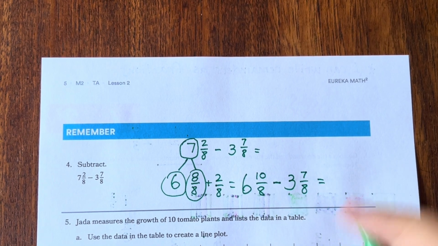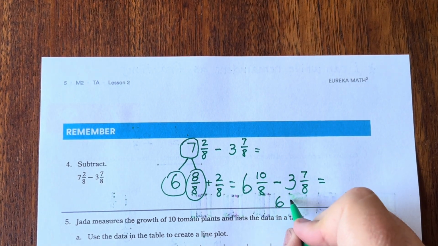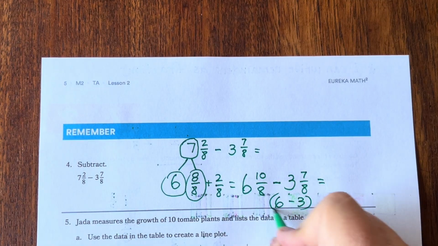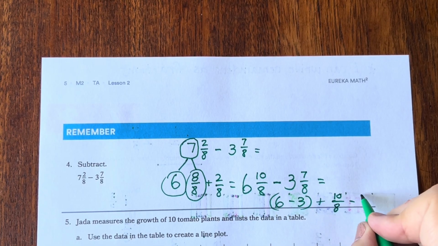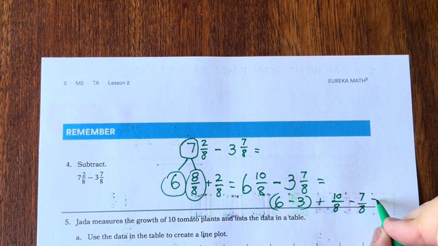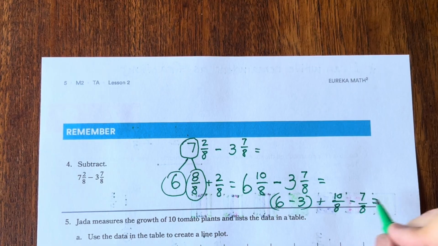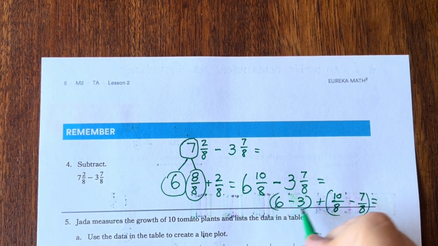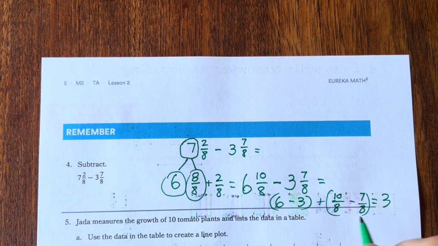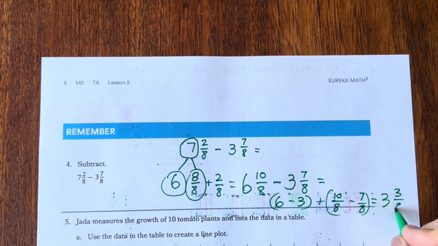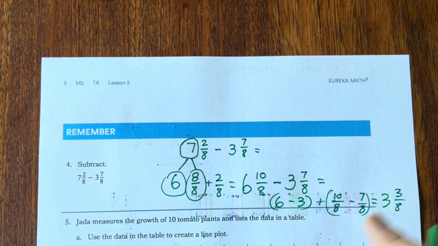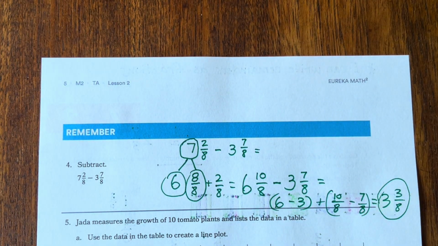And so I can subtract first my 6 minus 3, and then I can subtract my 10/8 minus 7/8, and I will altogether get 6 minus 3 is 3, 10 minus 7 is 3/8. Okay, so our answer is 3 3/8.